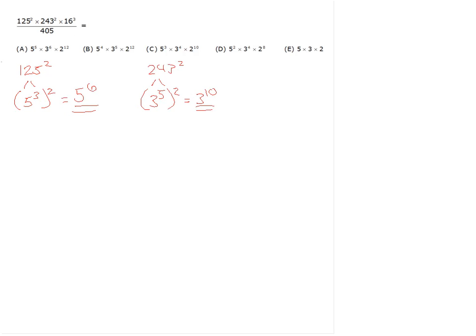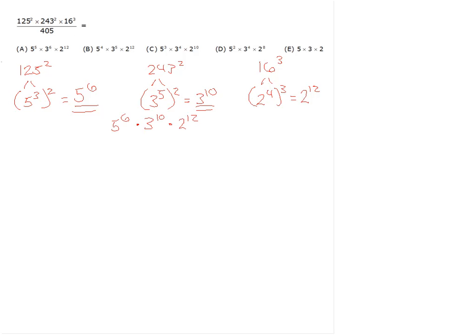But moving on to 16, if you haven't memorized, it is also 2 to the fourth power. But again, it's not just 2 to the fourth, it's 2 to the fourth to the third, because we have 16 to the third power. So this, of course, gives us 2 to the 12th. So at a bare minimum, we have our numerator, which is 5 to the 6 times 3 to the 10 times 2 to the 12.